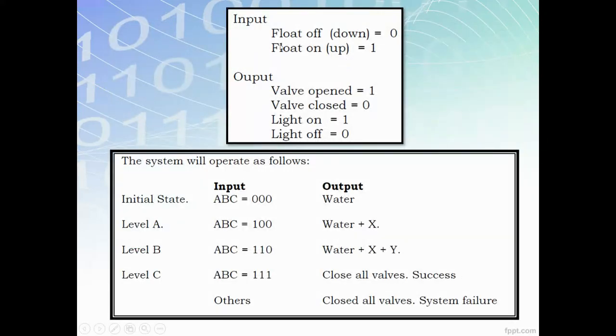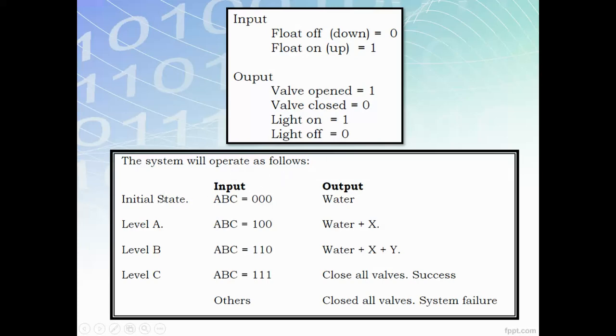Okay, so the input here we have a float off, which is down atau equals to 0, and the float on equals to 1. And the output here dia ada valve open equals to 1, valve close equals to 0, light on will be equals to 1, and the light off equals to 0. So this system will be operate as follows lah.